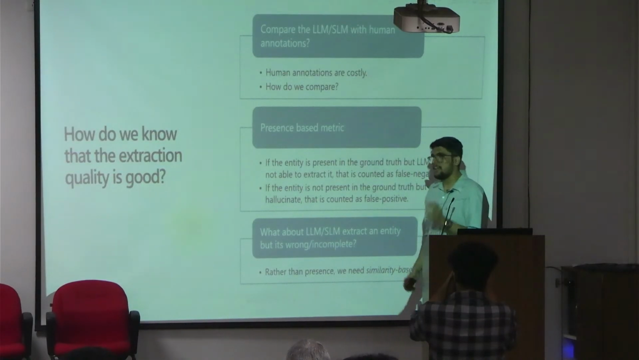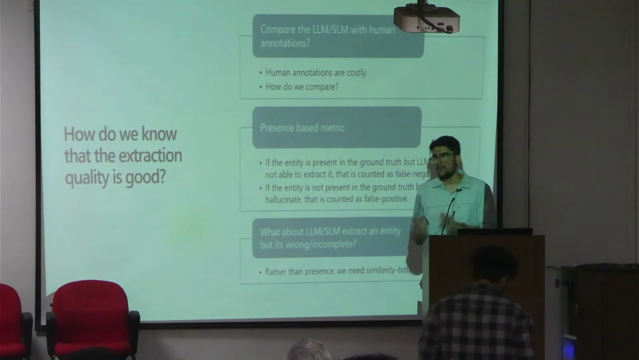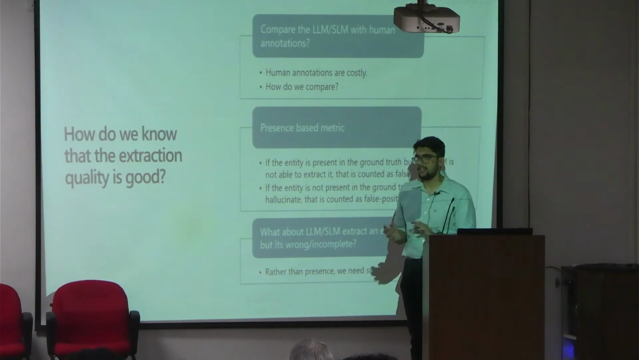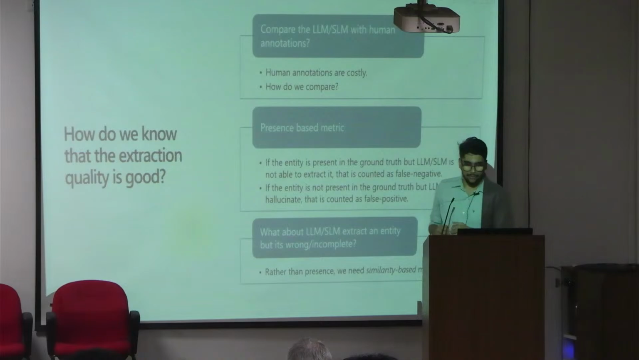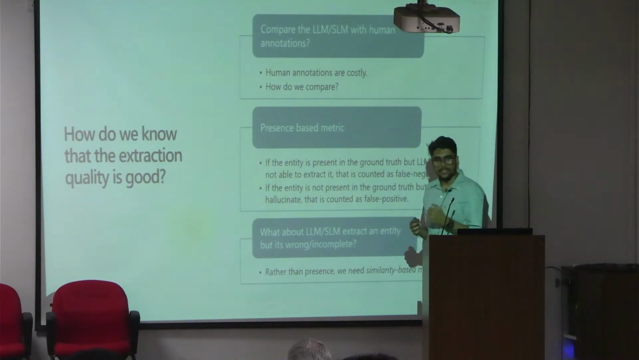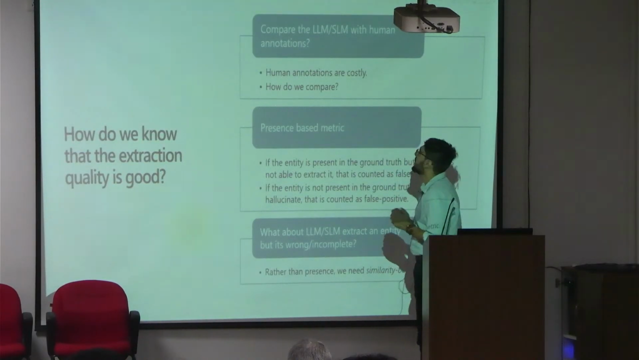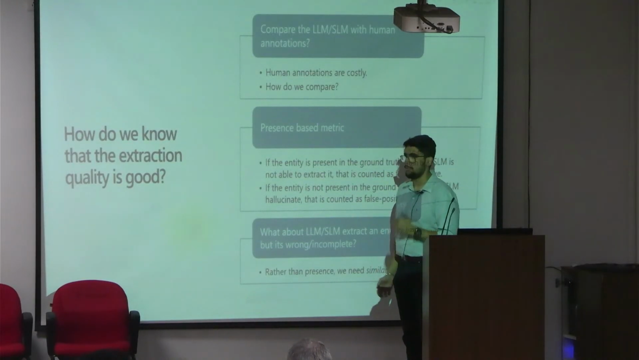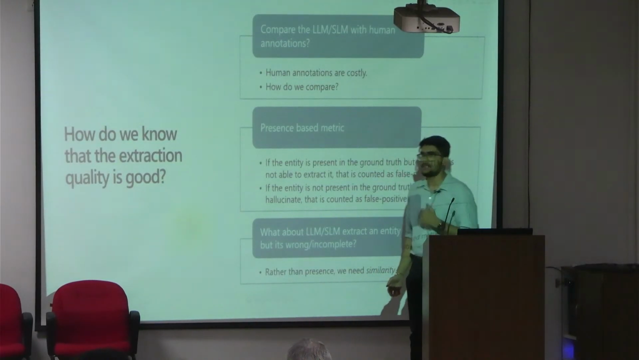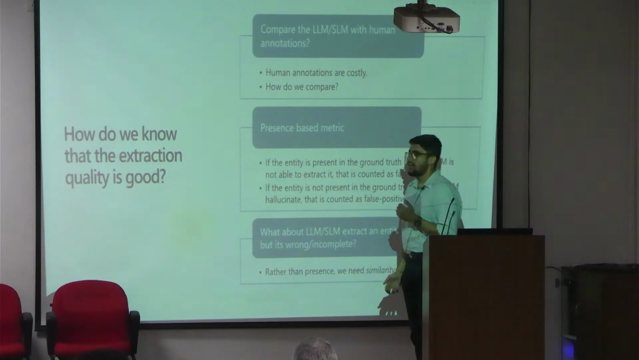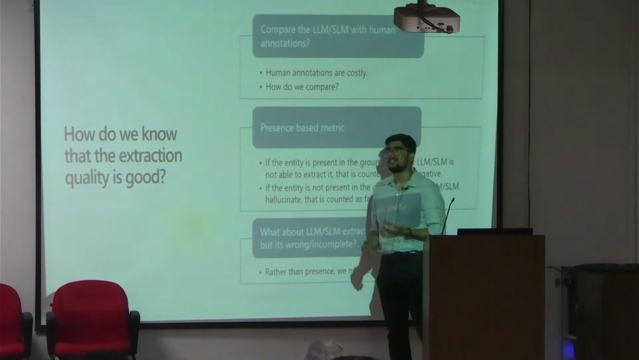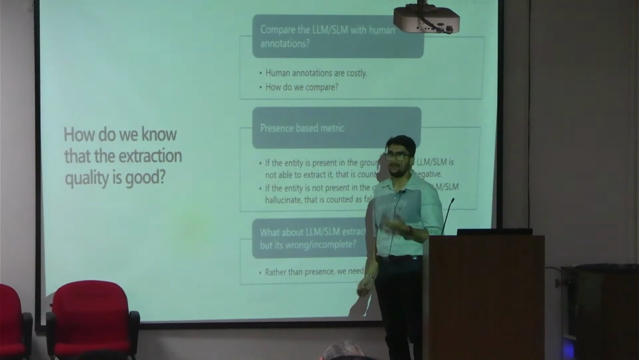But evaluating a generative model's output is slightly trickier than a simple 0-1 model evaluation. So how do we compare the LLM or SLM with, say, human annotations? We can simply get some manual intervention here, some human annotations done, and compare against that. However, human annotations, as we pretty much all know, are very costly. They come at a cost of both time as well as money.